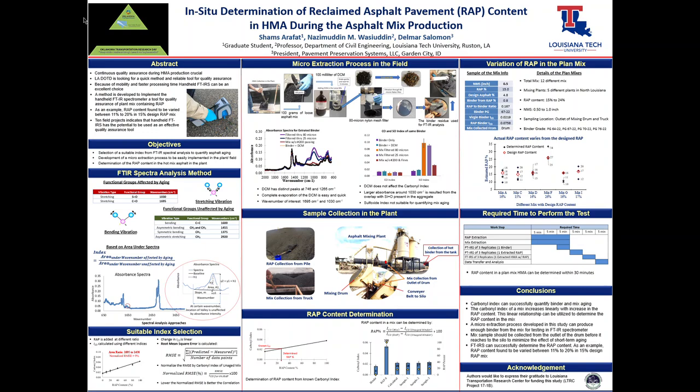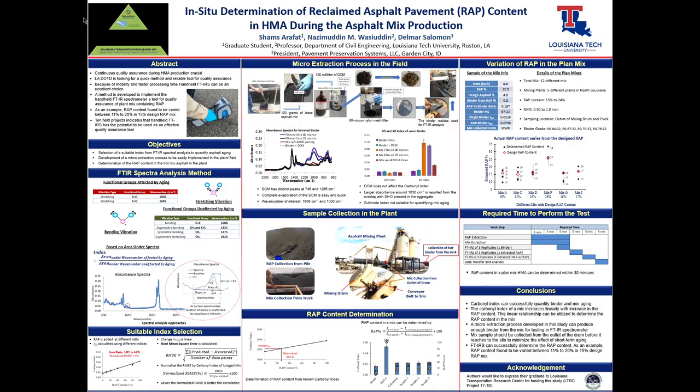Use of a high amount of RAP adversely affects the performance of asphalt pavement. So continuous quality assurance during production is important. A handheld Fourier transform infrared spectrometer can be an excellent choice for this purpose because of its mobility and faster processing time. In this study, a method is developed to implement a handheld FTIR spectrometer as a quality assurance tool.